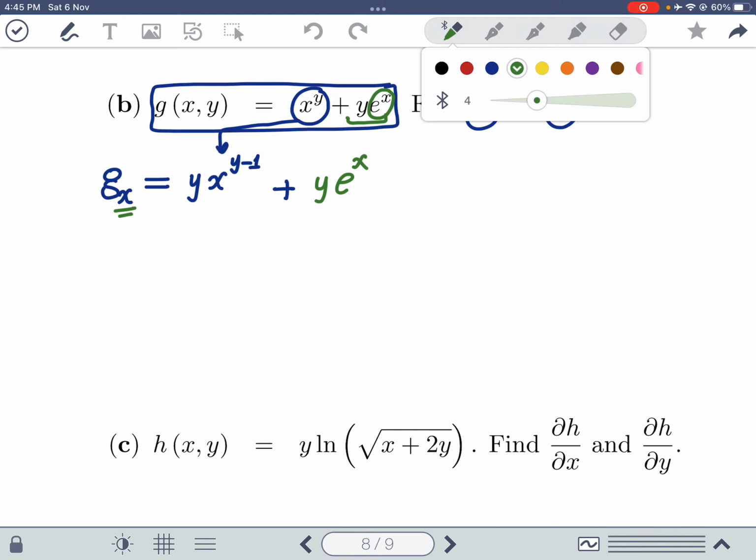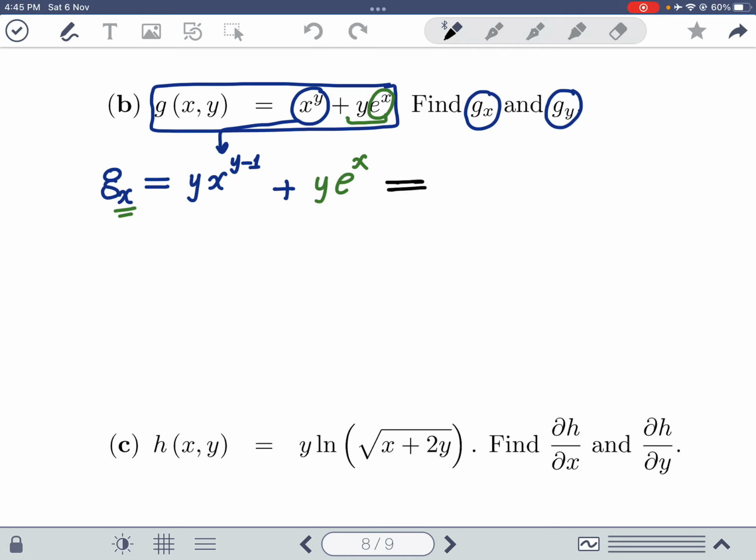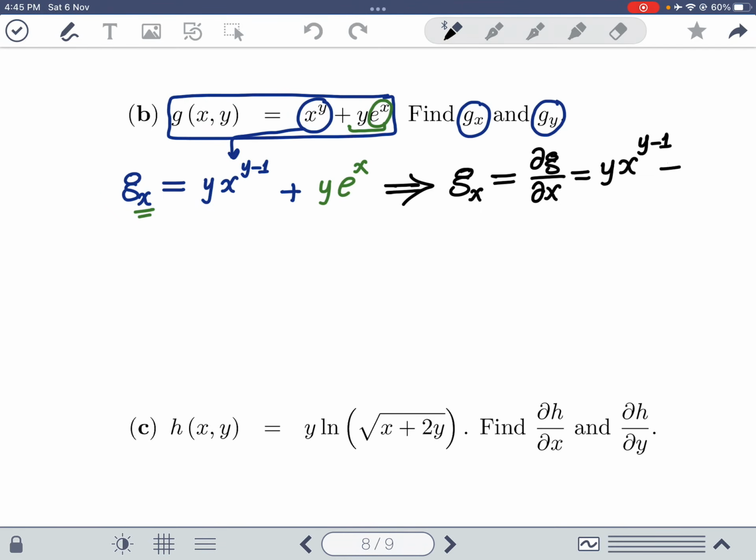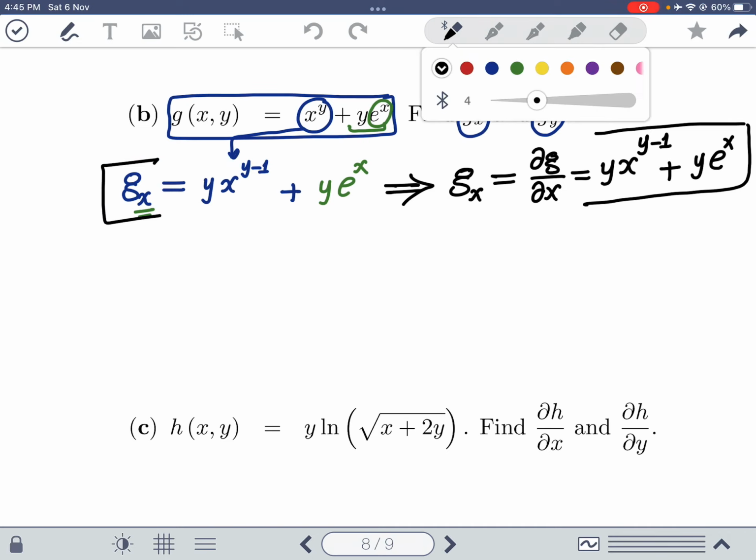And so let's write the entire answer now in one shot. So g sub x, so that's the partial of g with respect to x, which can be written like this, is y x to the y minus 1 plus y e to the x. Notice you can take y as a common factor, but I'm not going to. Just keep it like this. If you need to simplify further, you understand how to do it.